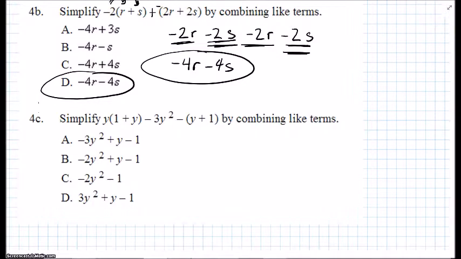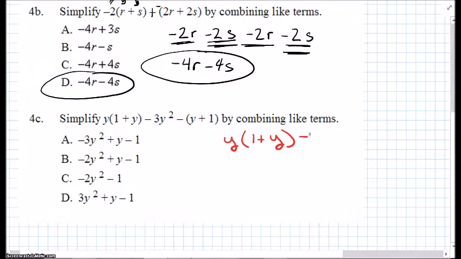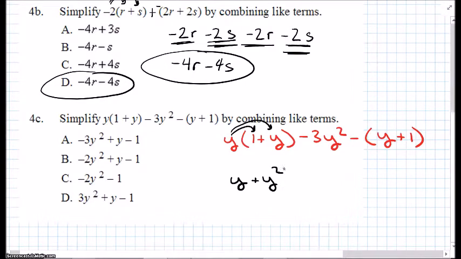All right, simplify all this stuff right here. Okay, break it down. I'm just going to rewrite it for us: y, in parentheses, 1 plus y, minus 3y squared minus, in parentheses, y plus 1. Let's distribute. We're going to distribute that y. So y times 1 is y. y times y is y squared.